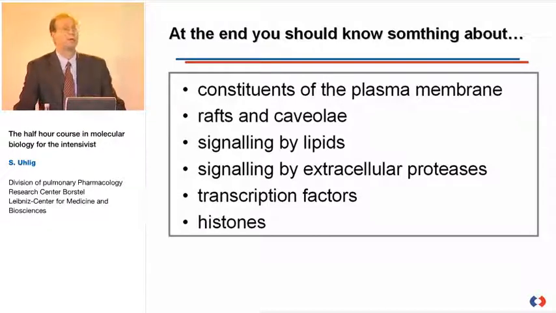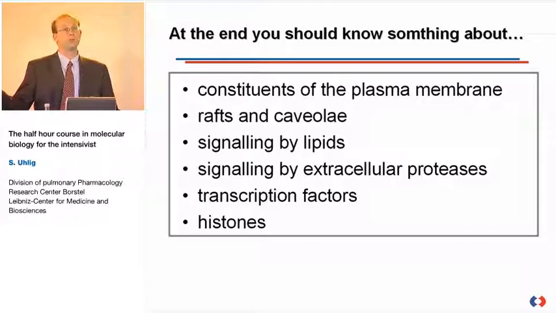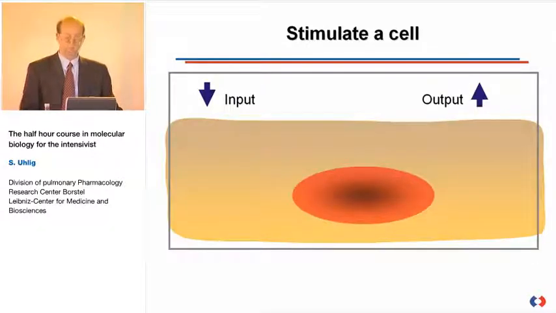At the end, you should know something about the constituents of the plasma membrane and some new developments that have led to a deeper understanding of lipid rafts and caveolae. Then we stay a little with the plasma membrane and show that some of its constituents play a very important part in signaling. Then we come to one particular signaling mechanism, signaling by extracellular proteases that sit on the cell. From there, we see how transcription factors become activated, then how this leads to gene transcription, and look a little at the roles of histones in this case.